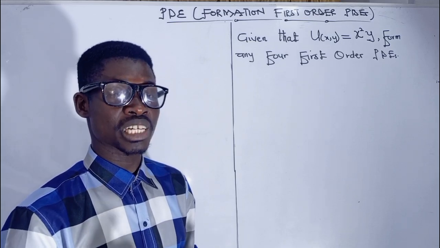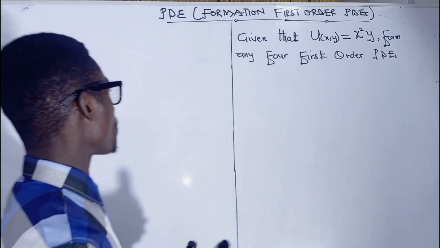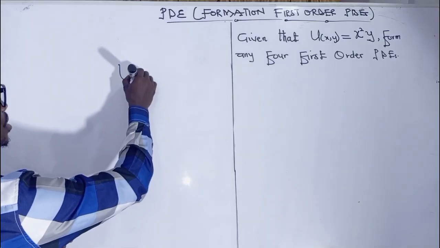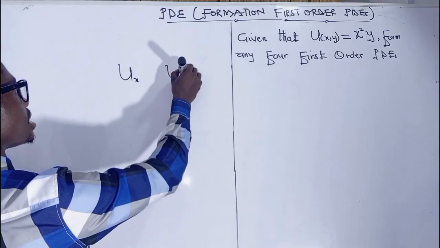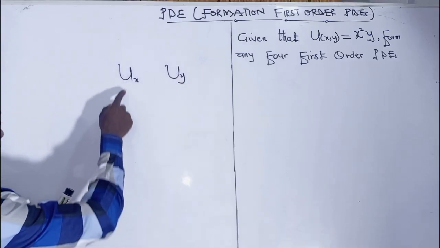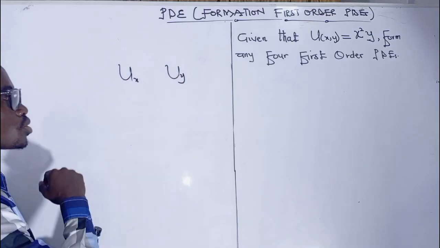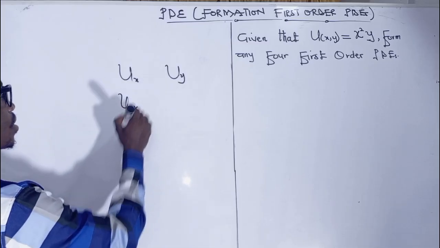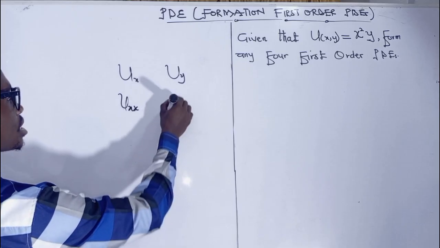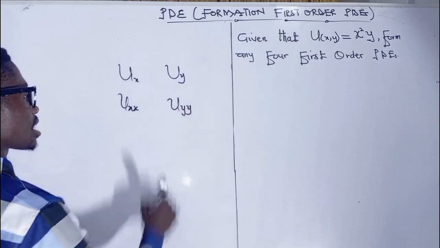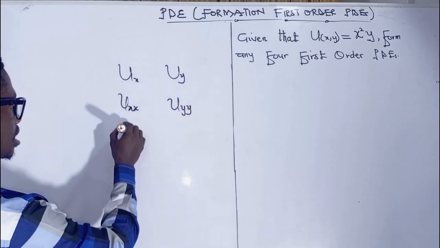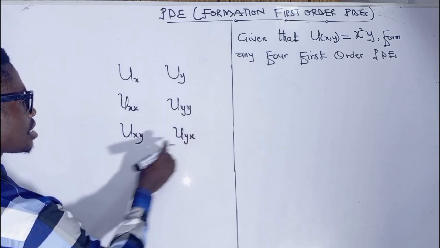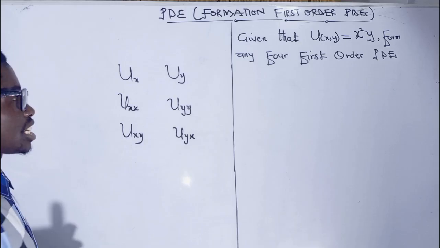So in the formation of first order PDEs, what we are to look for is a PDE which contains this. So this is a first order partial differential equation. The same thing applies to this. This is a second order partial differential equation, and this is also a second order partial differential equation. You can also have this, or these are all second order partial differential equations.